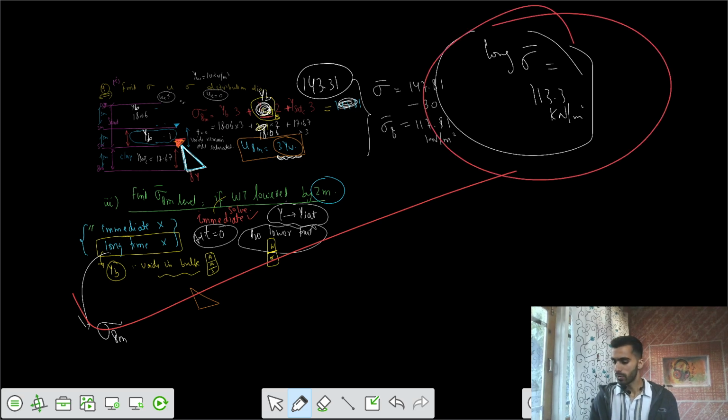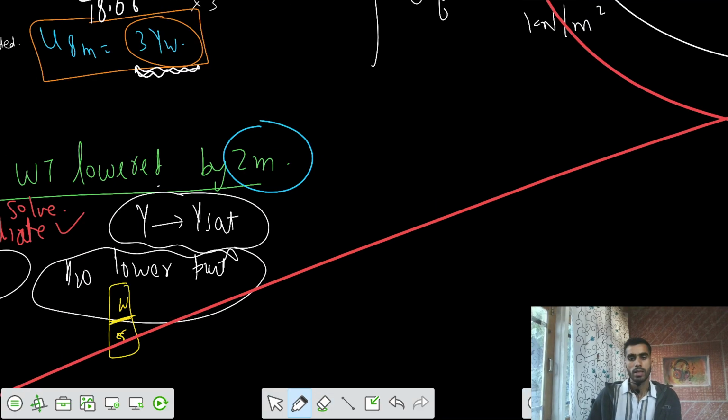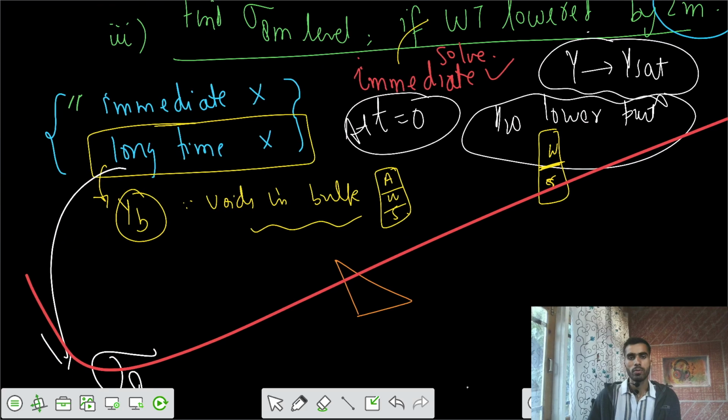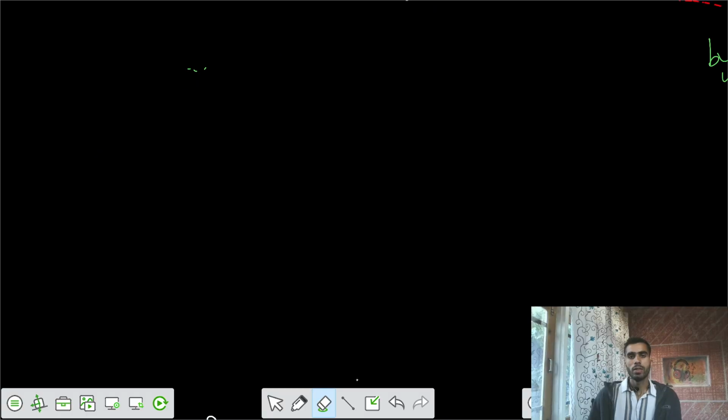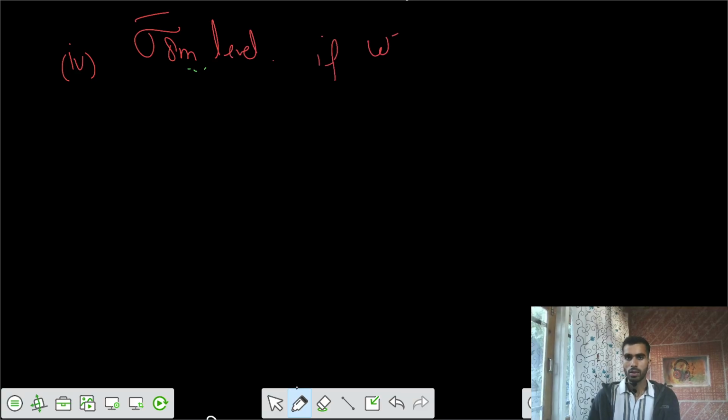Now let's go for part D of this same kind of problem, case number 4. Calculate the effective stress at the 8-meter level if the water table rises 1 meter above ground level.